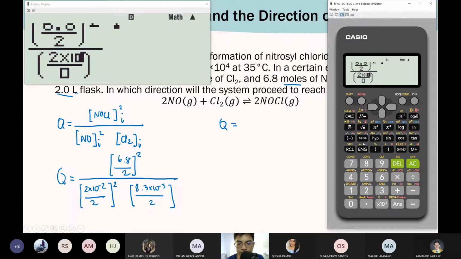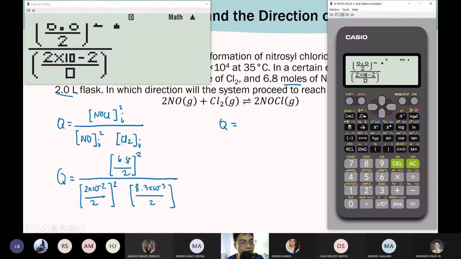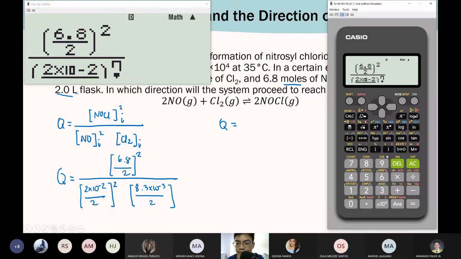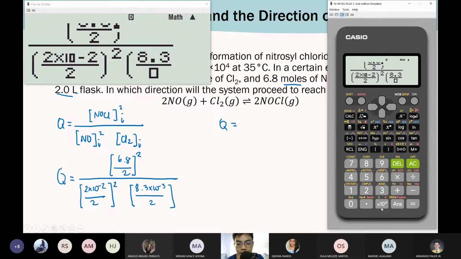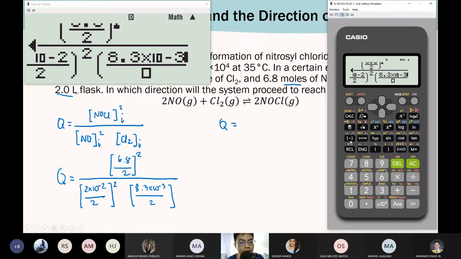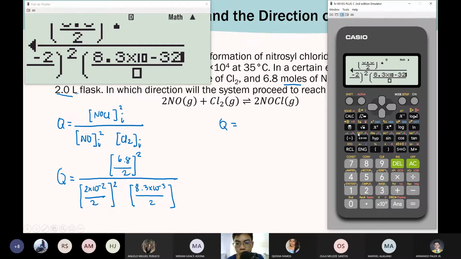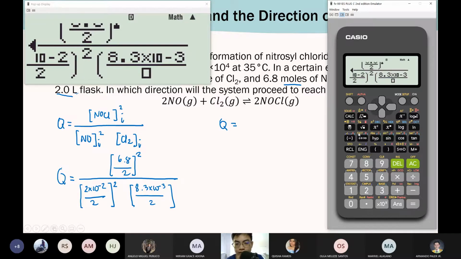2 times 10 raised to negative 2 divided by 2, squared, times another fraction. So 8.3 times 10 raised to negative 3 divided by 2, squared.